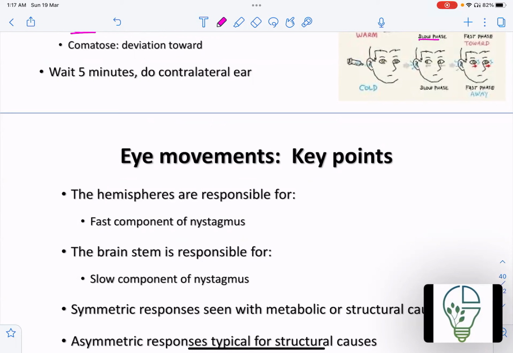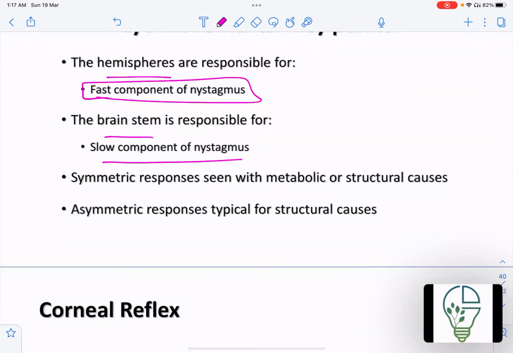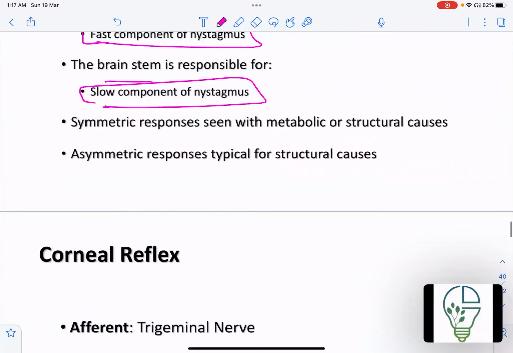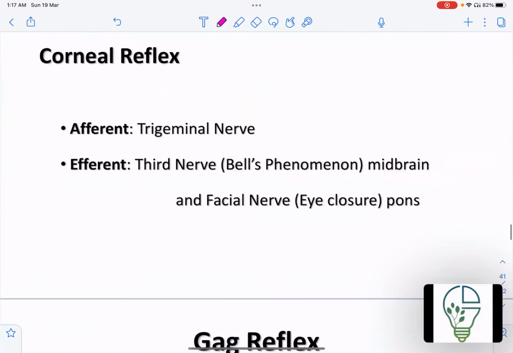Why? Because there's a slow phase and a fast phase. If you do it immediately, you're going to confuse between the slow and the fast, because the patient could just be having the fast phase, but you're accidentally indicating it as a reflex, right? So you have to wait 5 minutes so that this whole thing finishes, the slow, the fast, everything. Then you do the next time. Some points to remember: the hemispheres are responsible for the fast component, that is, the reflex. Brainstem for the slow component. You get symmetric responses with metabolic causes, asymmetric responses for the structural causes.